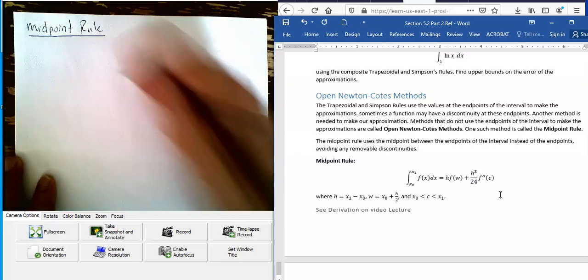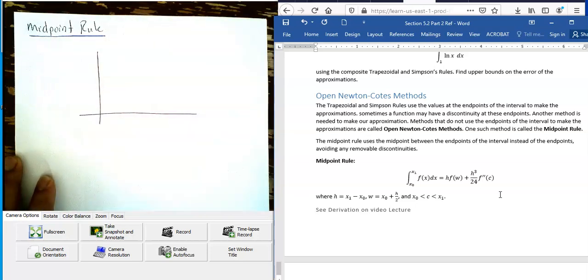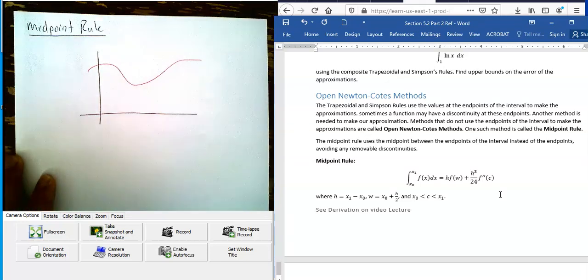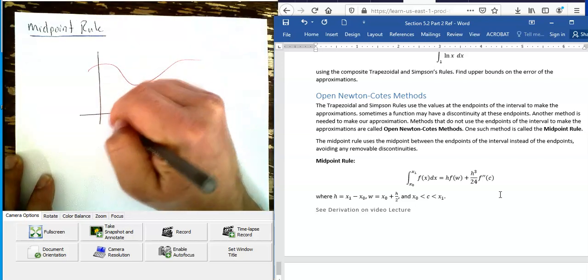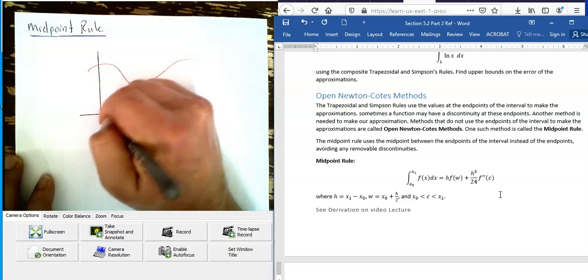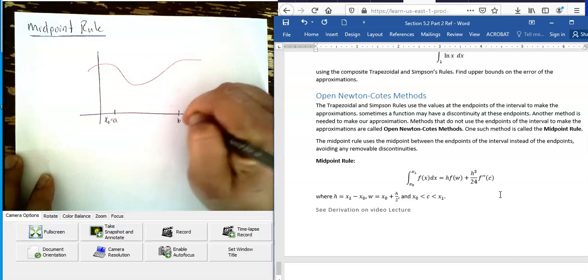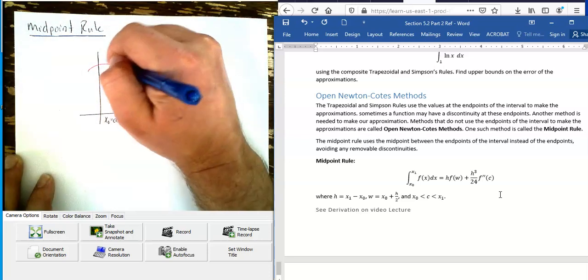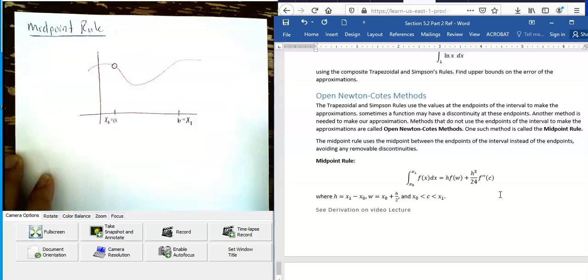So midpoint rule, basically if we have our function, a to b, let's say, or if we're dealing with one interval. Basically what we're going to do, let's say we have a discontinuity at this endpoint here.